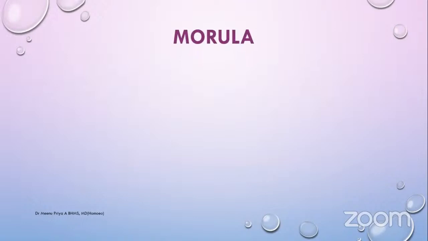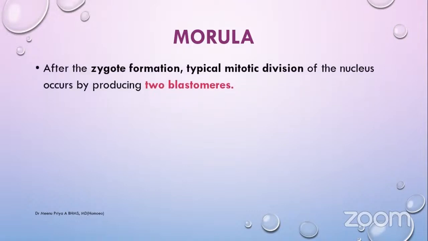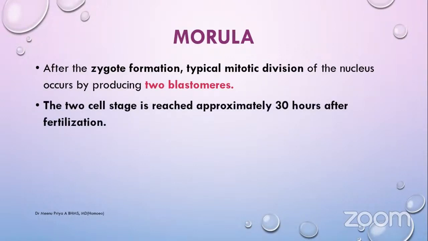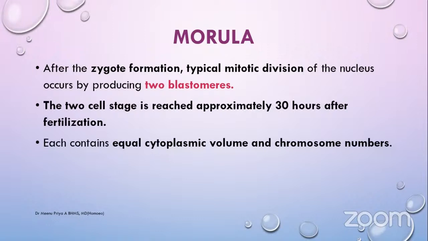Next, morula. After the zygote is formed, it undergoes a series of divisions and development. These are the stages of development. After zygote formation, typical mitotic division of the nucleus occurs, producing two blastomeres. Don't get confused between blastocyst and blastomere. First, it is produced as two blastomeres, and this two-cell stage is reached approximately 30 hours after fertilization. Here also the time becomes important. Each contains equal cytoplasmic volume and chromosome numbers.